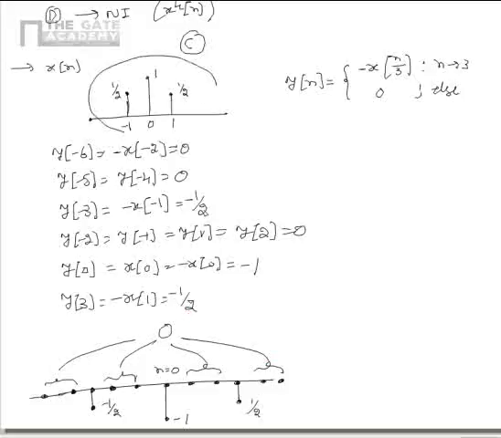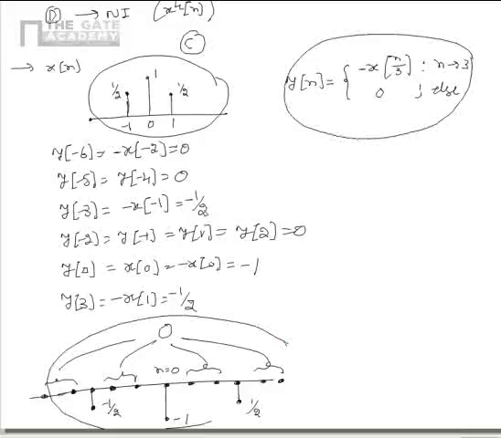So from the given x of n and the given relation between x of n and y of n, we can obtain the y of n as shown in the figure. So this is the required answer.